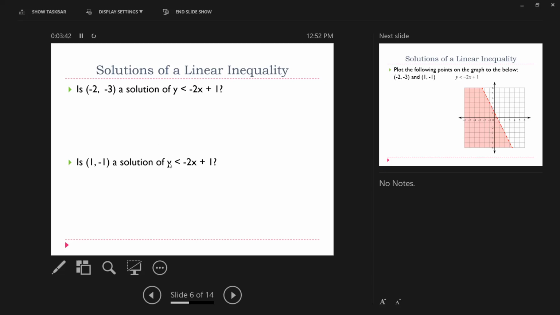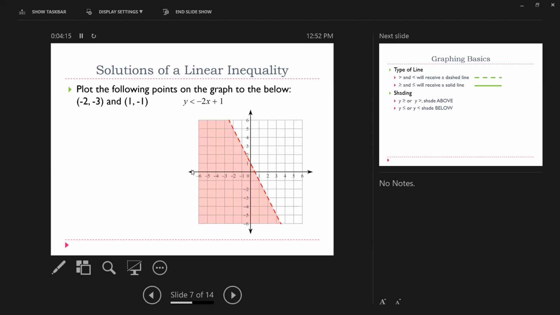Do the same thing with the next one. Now I have an ordered pair of 1, -1, y less than -2x plus 1. So y is -1, x is 1. So -2 times 1 is -2, plus 1 is -1. So -1 less than -1. Not a solution, right? Not a solution because it's equal to it. We have to be very precise about how we interpret these.